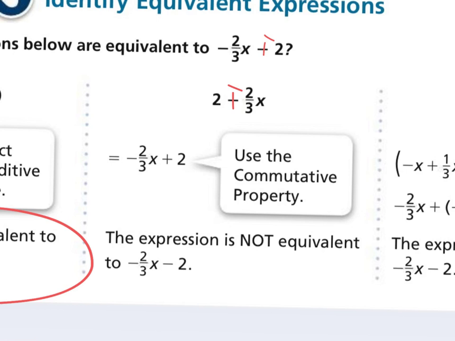And then we can see the one here is a plus 2. Up here it was plus a negative 2. So those are not the same, not equivalent.